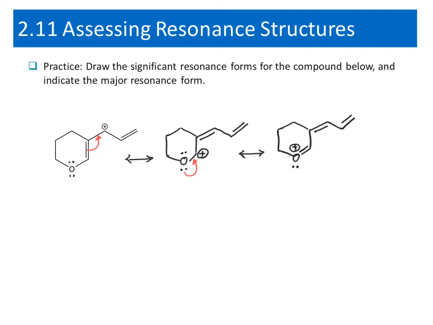Now there is one more resonance structure for this molecule, and how I recognize that is by looking at this pi conjugated system. So I have double bond, sigma bond, double bond, sigma bond, double bond. So I can move the electrons through this pi conjugated system as well. So this pi bond comes here to make a new pi bond. This one comes here to make a new pi bond, and this one comes here to make a lone pair.